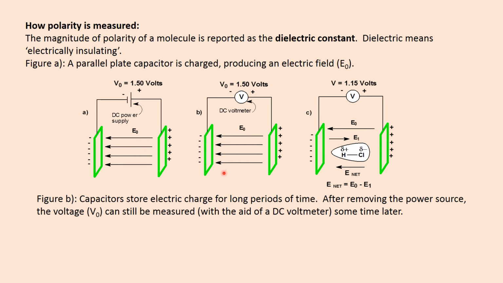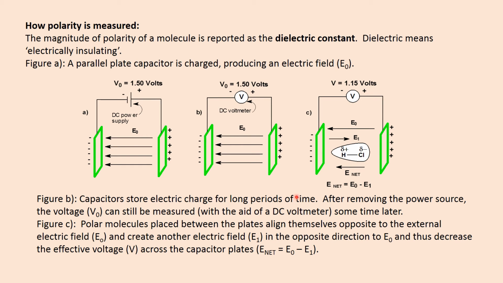In figure B, we've removed the power supply and placed a voltmeter in its place. Now, voltmeters can measure voltage without allowing current to flow. And it turns out that the voltage is unchanged because capacitors store electric charge for long periods of time.